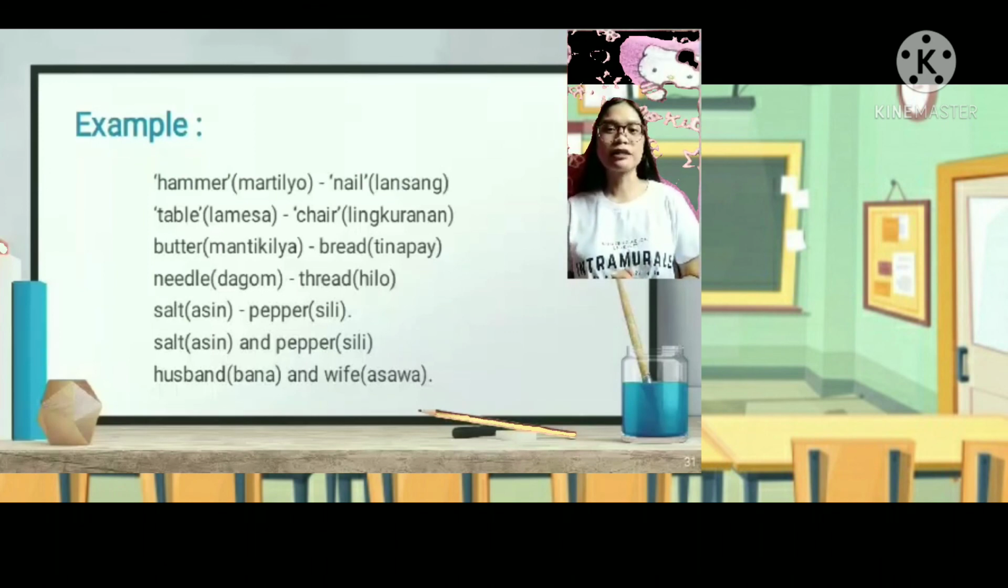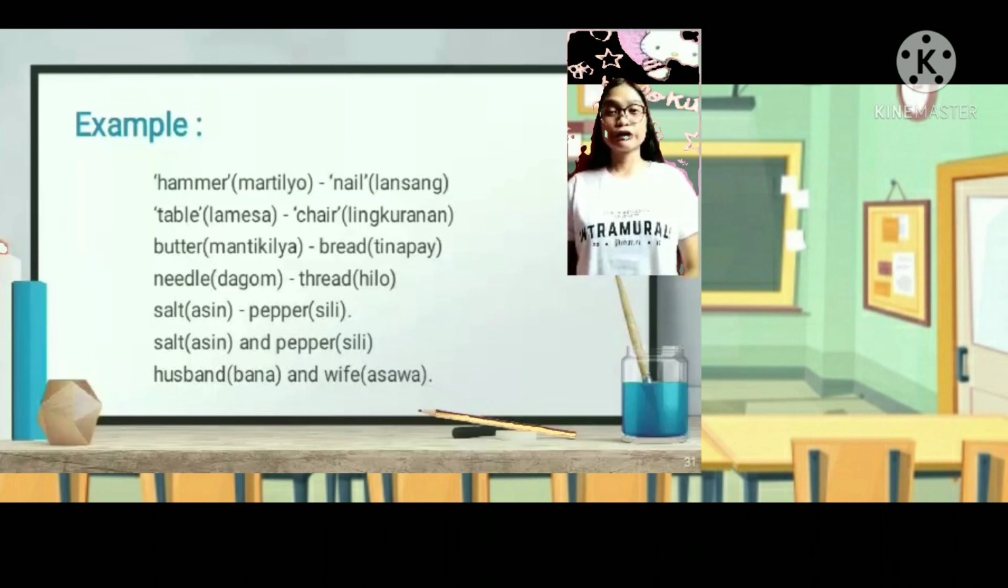And for butter, in Cebuano mantekilya, the first word they would think of is bread, in Cebuano tinapay. Another one is needle, in Cebuano dagom. They would mostly think thread, in Cebuano hilo. For salt, in Cebuano asin, they would think pepper, in Cebuano sili. Some collocations are joined by pairs of words such as husband, in Cebuano bana, and wife, in Cebuano asawa. Therefore, collocations are word pairings that are expected to come together.